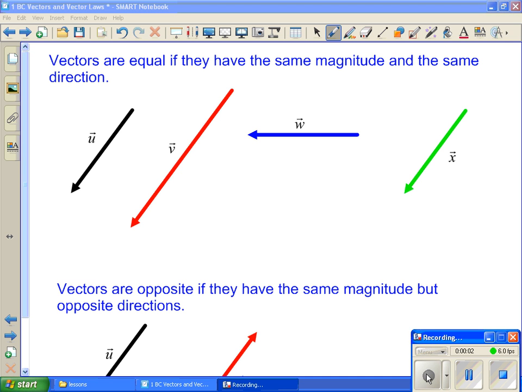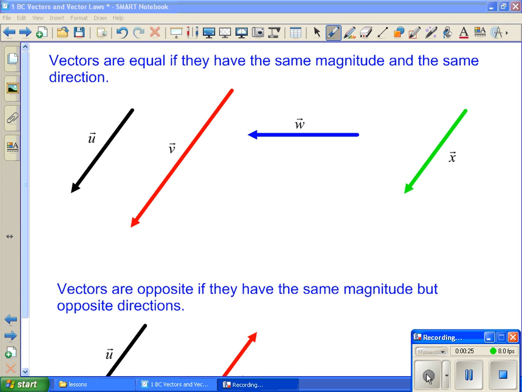So we've got four vectors up here, u, v, w, and x. We've got the symbols u, v, w, and x with the arrows over top, and we're also representing them with four arrows here. Vectors are equal if they have the same magnitude and the same direction. So when we look at these vectors here, which vectors appear to be equal?